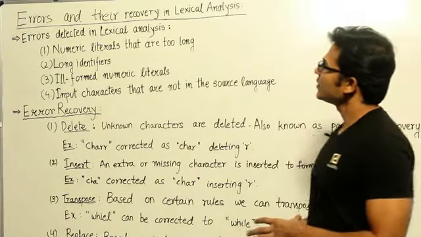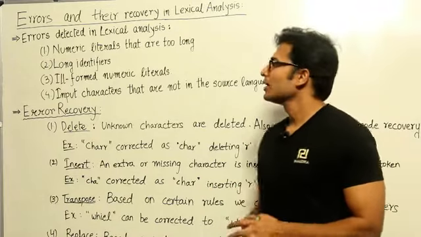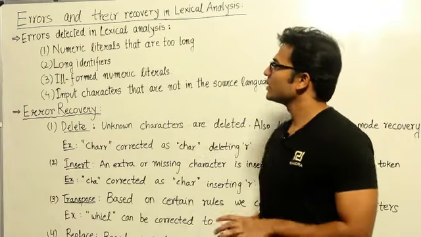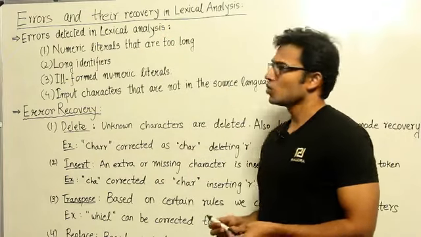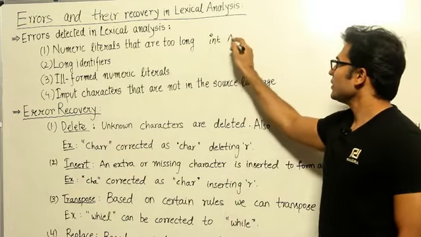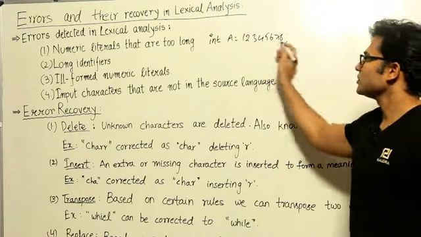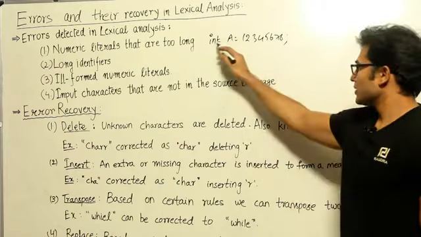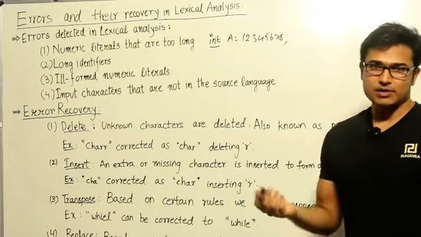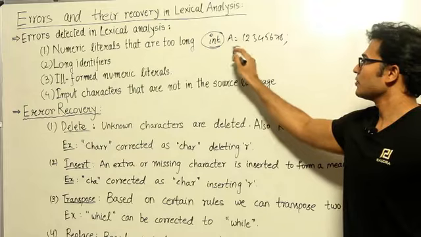Let's see the types of errors that can be detected in lexical analysis, and then the actions that it could take. So what are the types of errors that a lexical analyzer can detect? One is when numerical literals are too long. Whenever you give something like int a equal to, let's say, 12345678, you have given a number which is too big to fit in an integer. Let us assume that an integer is implemented as a 2 byte number, which means using 16 bits we are trying to implement it.